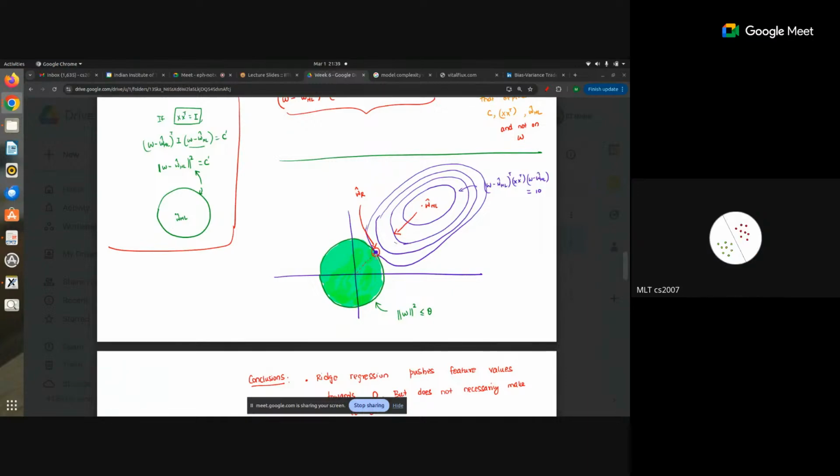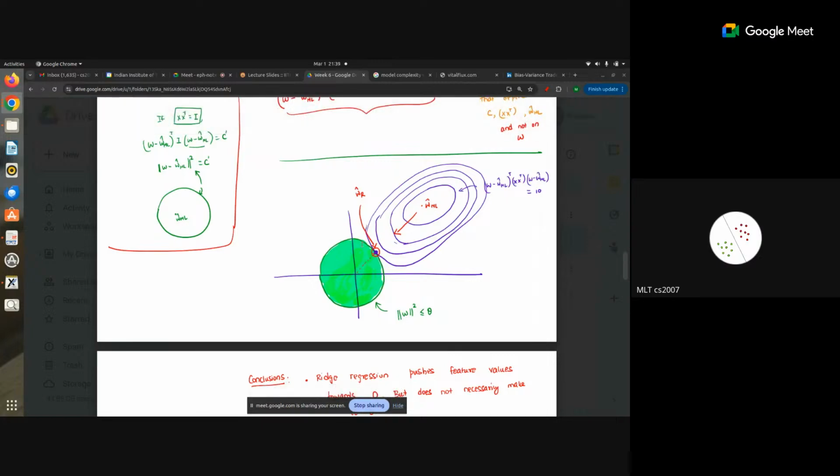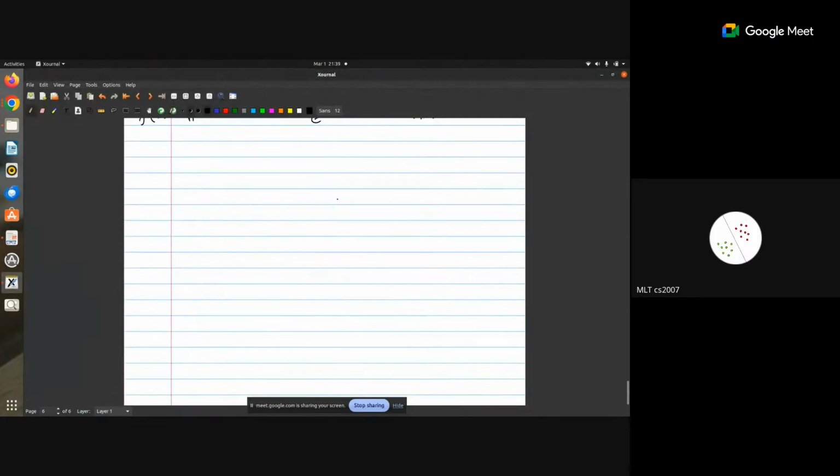But this entire circular region is a feasible region, right? So the ellipse will not always touch the boundary. It may cross the boundary and go inside it. But once it touches, immediately we reach our solution, right, sir? In the picture you are able to see that it might touch there, but in actual practice it is not the case. So the possibilities are there, right?